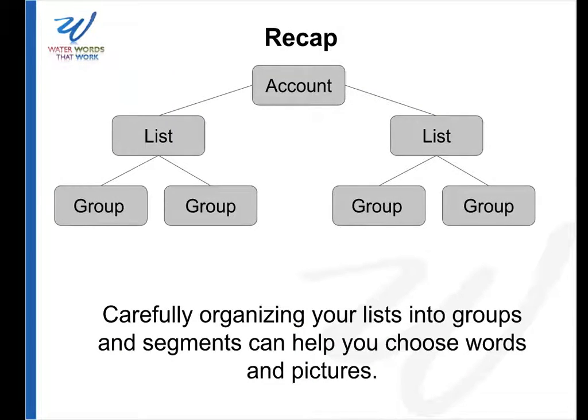If you carefully organize your lists of subscribers into groups and segments, that can help you choose words and pictures. You can know what the group or the segment has in common and what words and pictures they might respond to. If you lump all of your different kinds of subscribers together, you have a muddled mess, and it can be hard to pick and choose your words for all those different kinds of people.